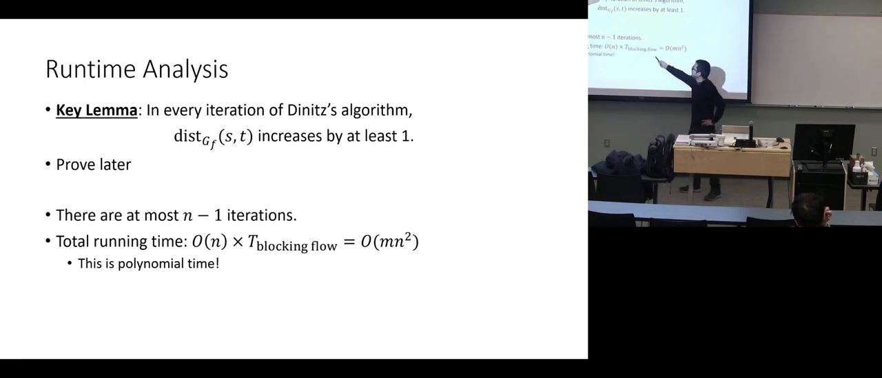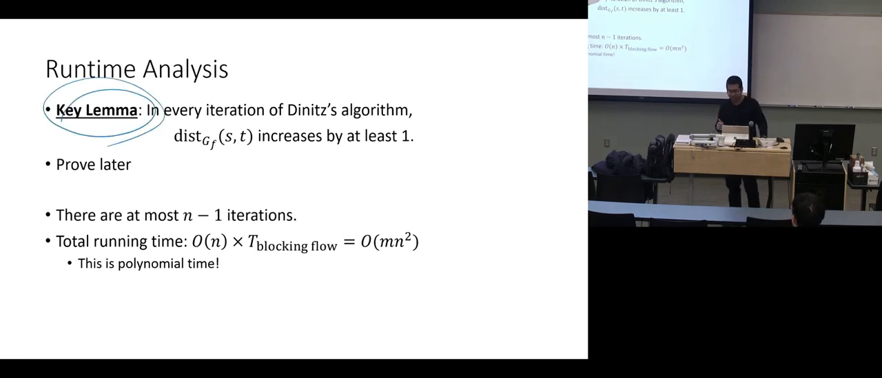I showed you how to do this in m squared time. You can actually do it in mn time. So the running time is mn squared. So yeah, we get a polynomial time max flow algorithm. And now we just need to prove this key lemma. Let's see why it is the case.